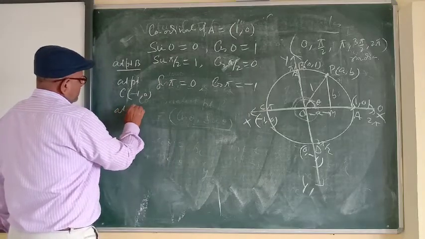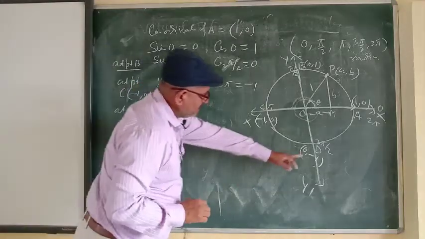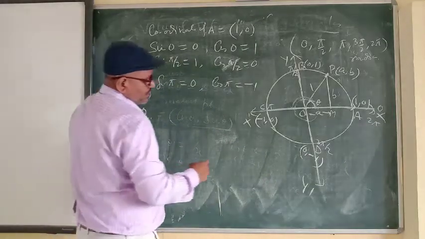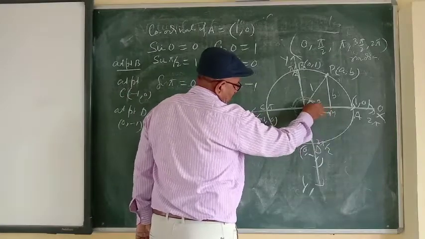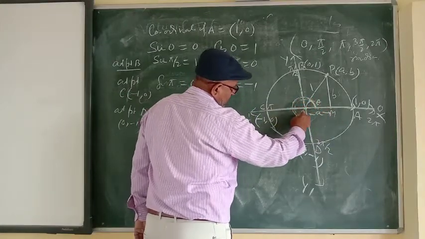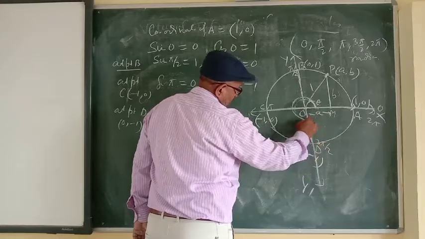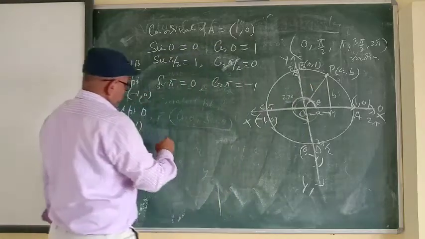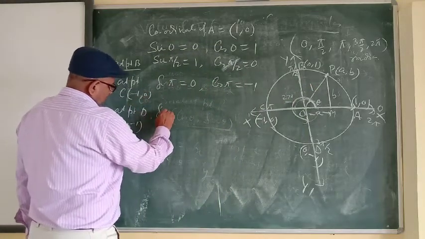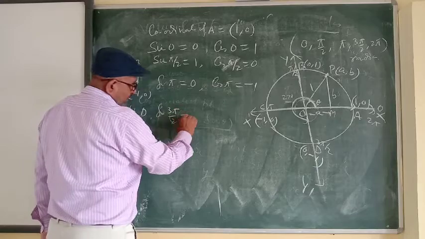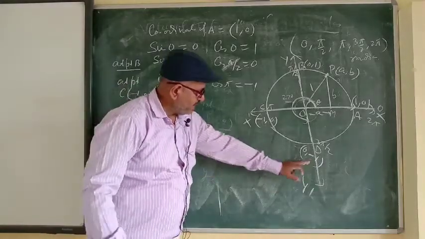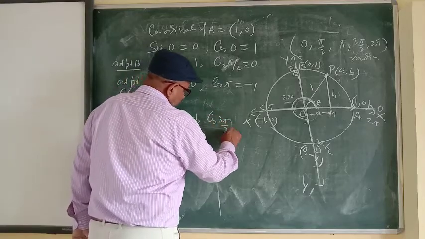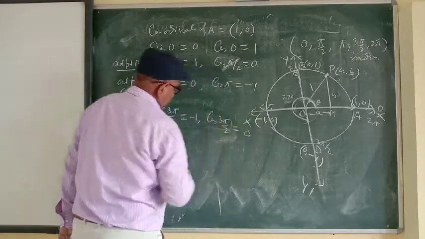Now at point D, (0, -1). So when the ray OA rotates like this, such that it coincides with OD, then this angle will be 270 degrees. 270 means 3 pi by 2. So what will be sin 3 pi by 2? Sin is the second component, -1. And cos 3 pi by 2 is 0.